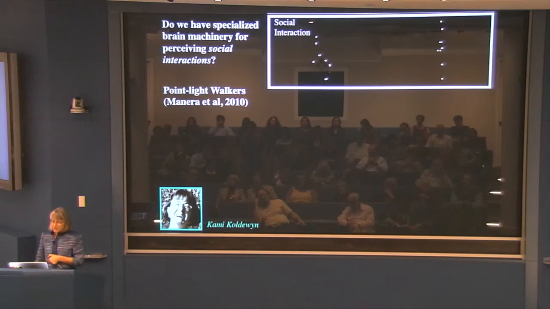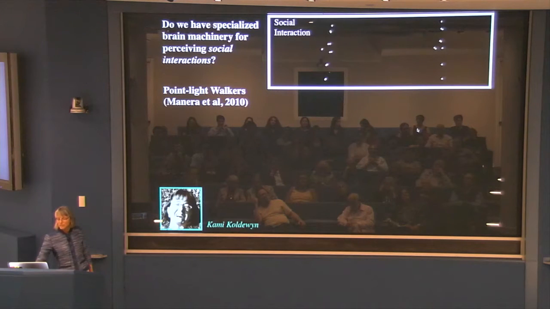So she started by using, so here are the point light walkers. This is from another study by Manara. So if you just look at this, you'll see a very rudimentary social interaction. This person says stand, the other person stands. Okay, it's not deep, it's not amazing, but you can see that they're communicating with each other.